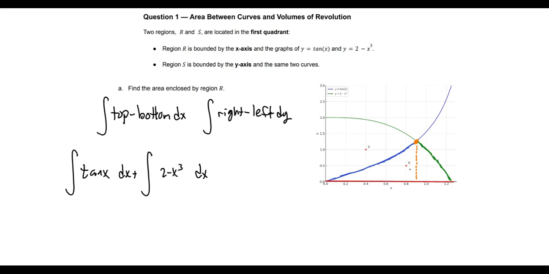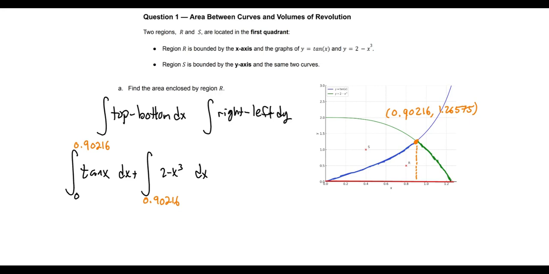Now we have to find the limits of integration. So obviously we're going to be starting at 0 here, and we're going to be going up to this point. What I did is I graphed this, and I figured out where this intersection point was. This intersection point is 0.90216, 1.26575. So we're going to go from 0 to 0.90216. And then for our second integral, we're going to go from 0.90216 to the end over here.